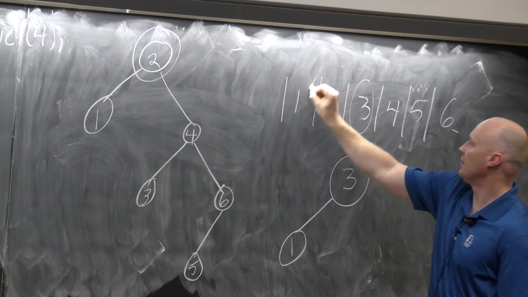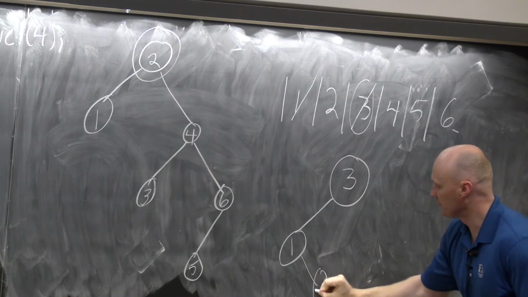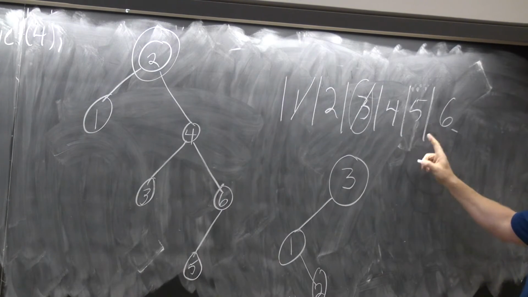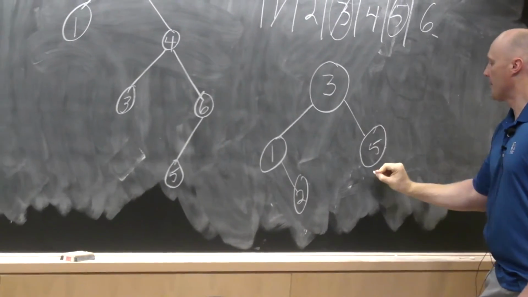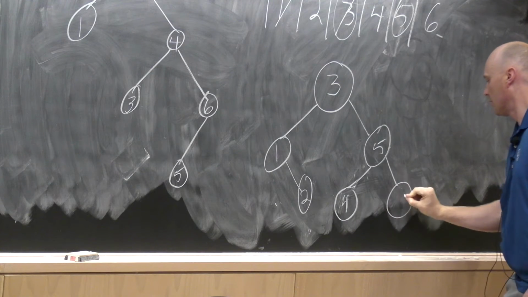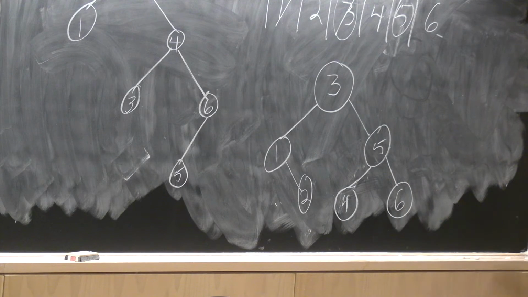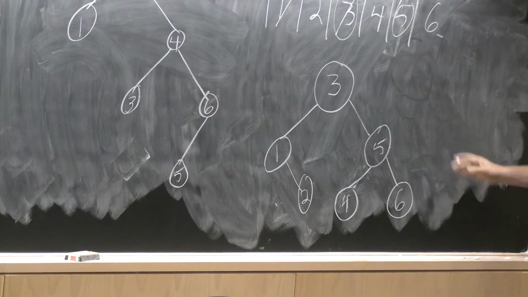And then you're left with 2, which goes down here. And on the other side, your median element is 5. And then 4 and 6. So we've taken this sort of scraggly tree and we've rebuilt something that's balanced.